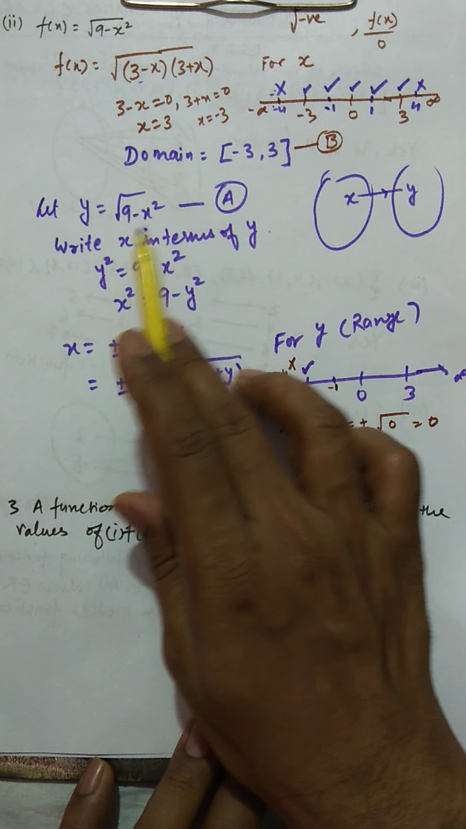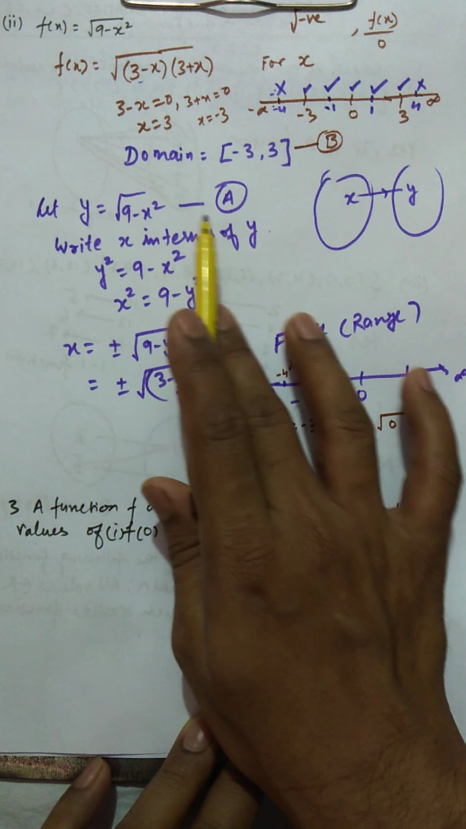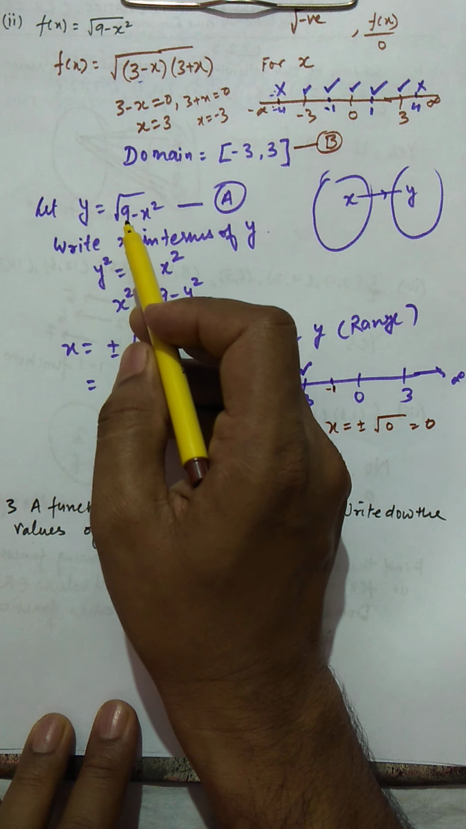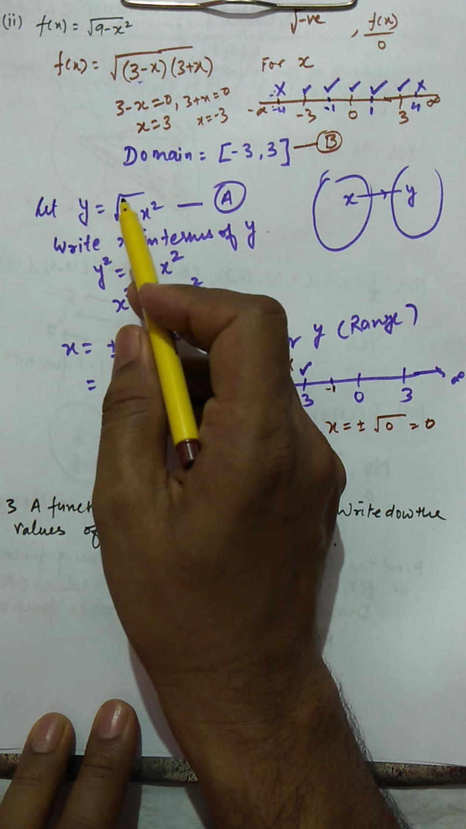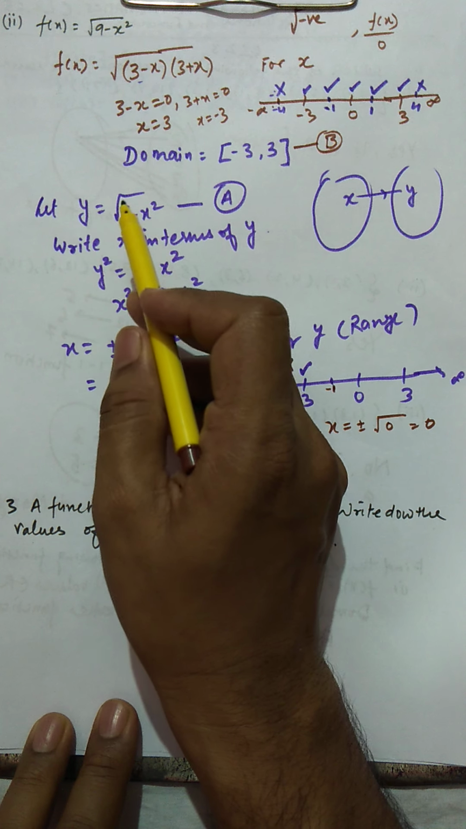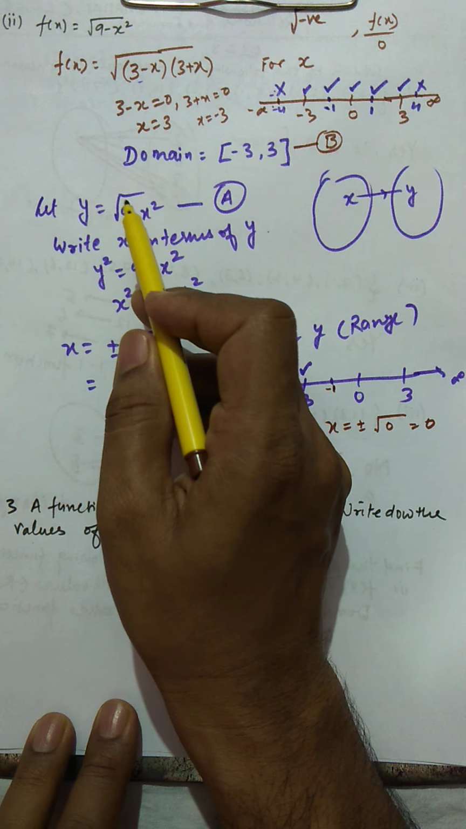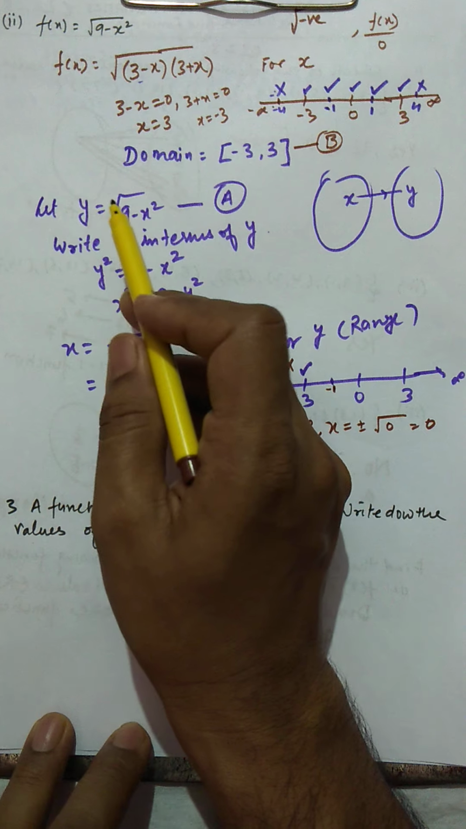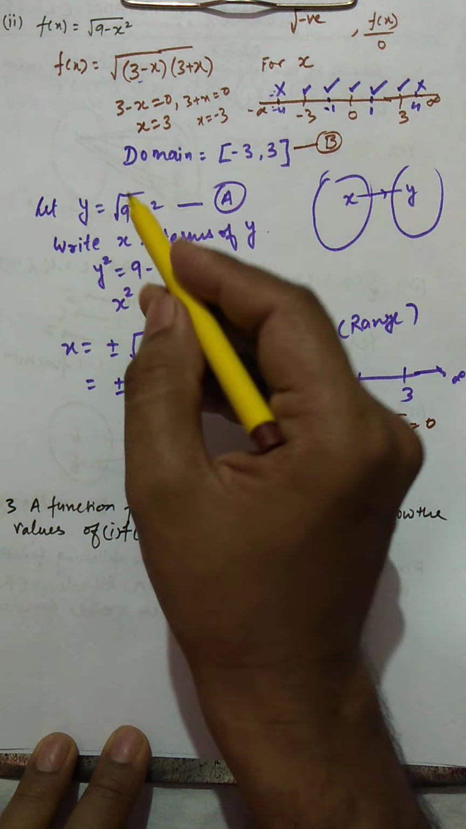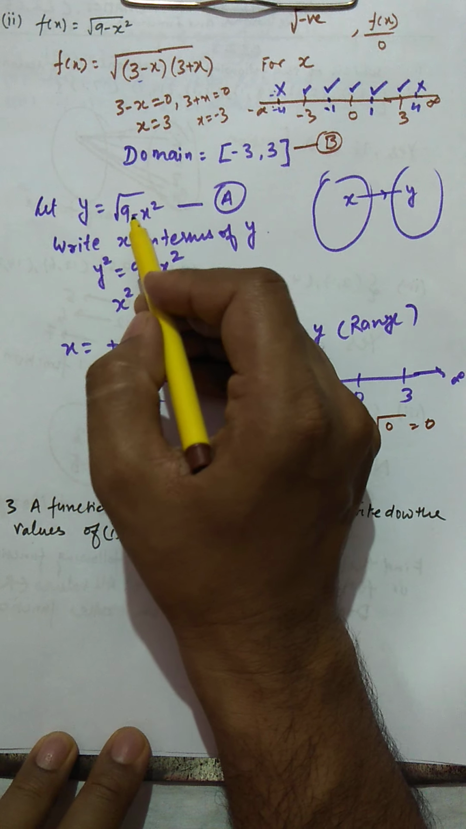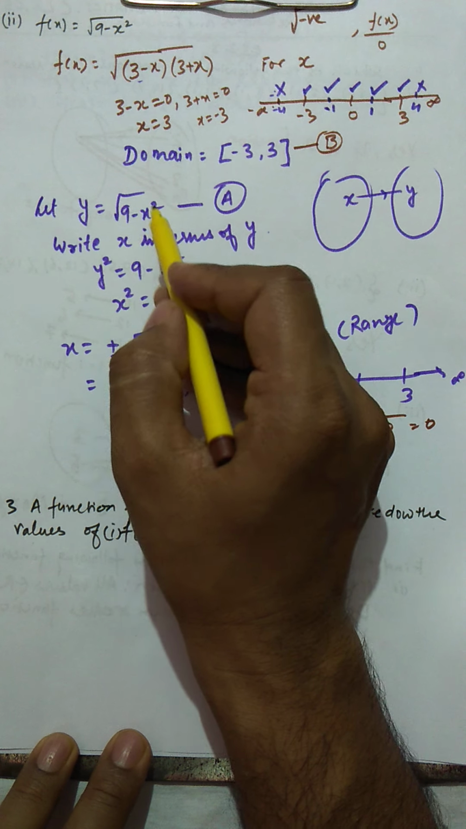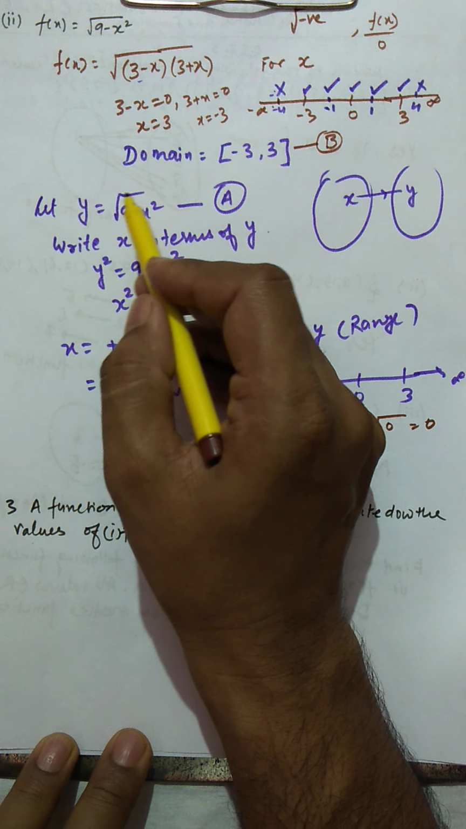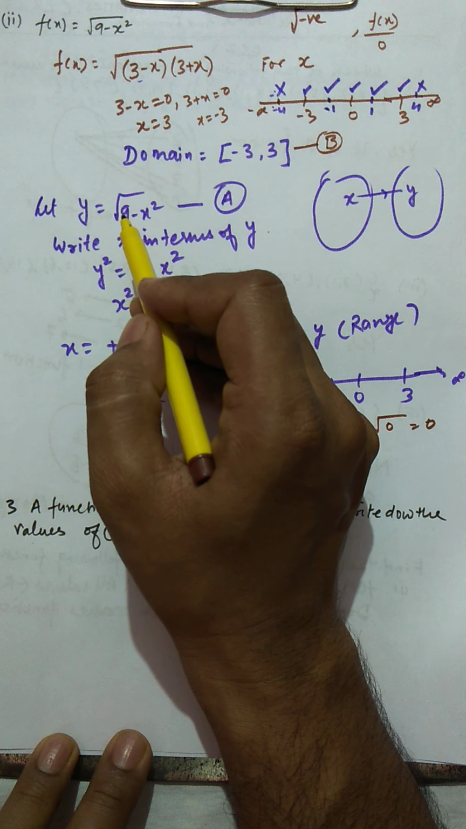But from here you also see whether this value of y can be taken or not. From here you can see y equal to square root of 9 minus x square. So whatever value you put inside the square root, it will be a positive number, and the square root of a positive number will be a positive number. So y cannot be negative, because the square root of 9 minus x cannot be negative, and if it is positive, then the square root will also be positive. It means y is always positive.